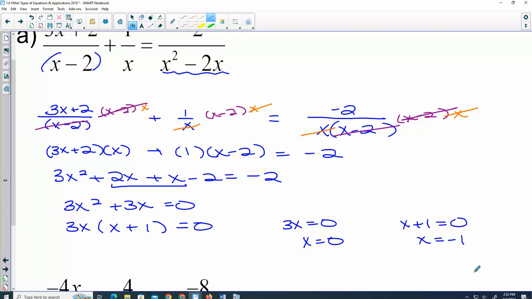Are both of those possible? No. We said at the beginning that x could not be 0 or 2. So does that mean it's no solution? No. It just means you throw out this answer, but the negative 1 still works. I want you guys to try a problem.